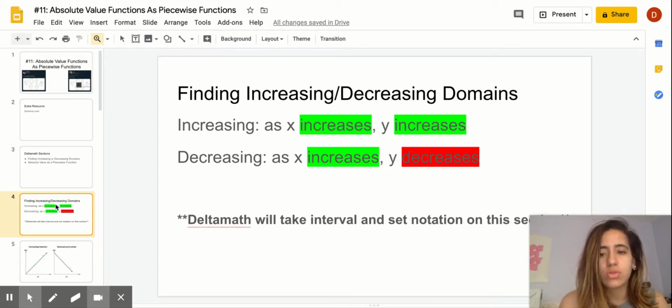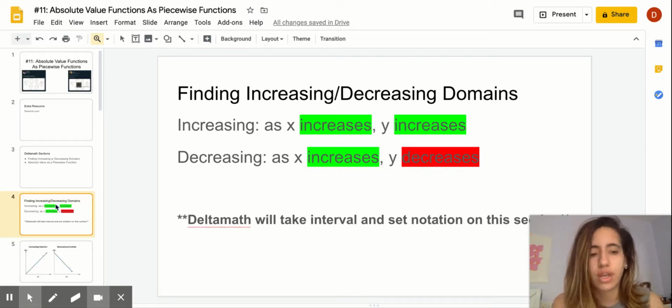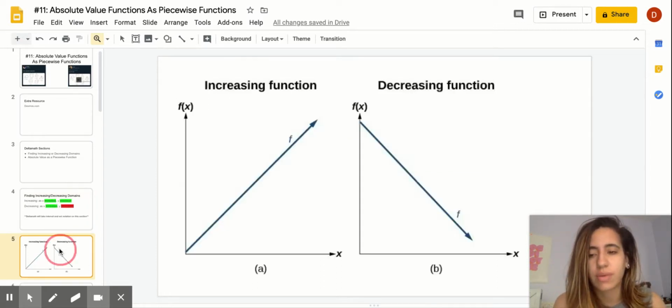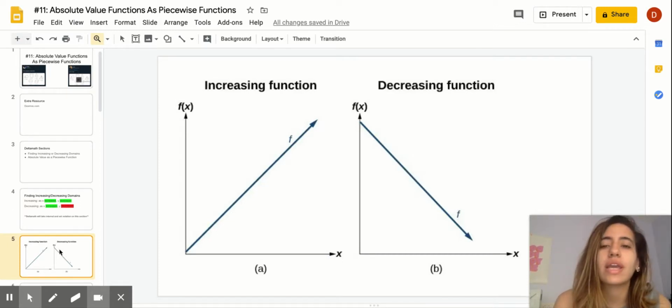So just so you know, on Delta Math for this section, when it asks for intervals where it's increasing or decreasing, it will take interval or set notation, which is something I've discussed last week as well, exactly how that would work. Delta Math also has its own videos on that, but I want to make sure that we have a good understanding of what increasing versus decreasing functions are.